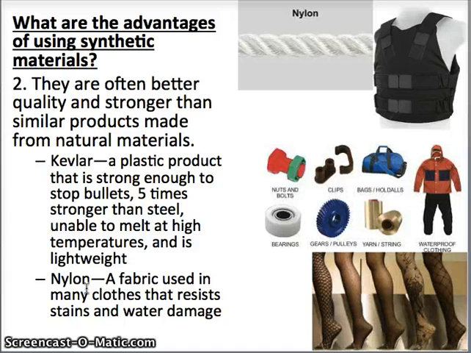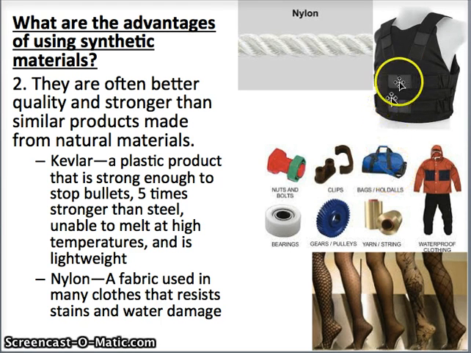A second advantage is that synthetic materials are often better quality and stronger than similar products made from natural materials. These are just some examples of synthetic materials, a lot of everyday materials. Again, a lot of clothes today are made out of synthetic materials. This is stockings. They're made from nylon. It's very tough, and it's known as a fabric that resists a lot of stains and water damage. So nylon is commonly used in a lot of clothes.